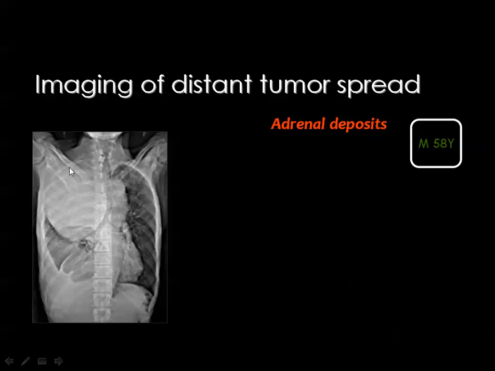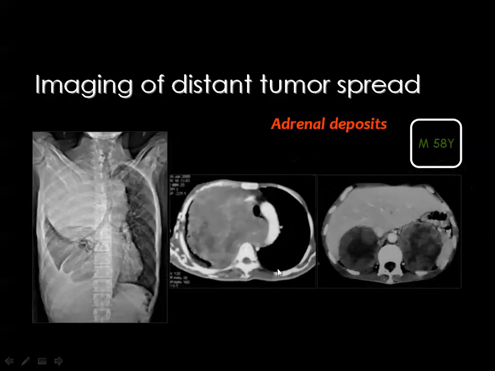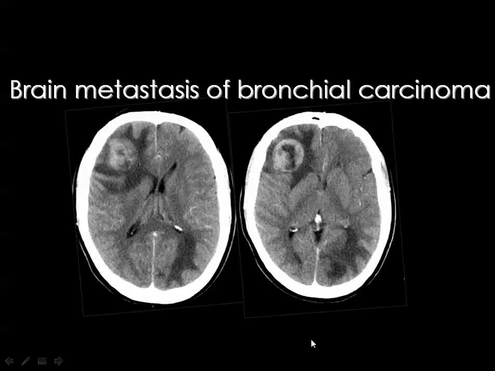This is the mass in the right lung associated with pleural effusion, and the mass is solid, infiltrating the superior vena cava, and the upper abdominal section showed bilateral huge masses in the suprarenal glands representing metastasis.